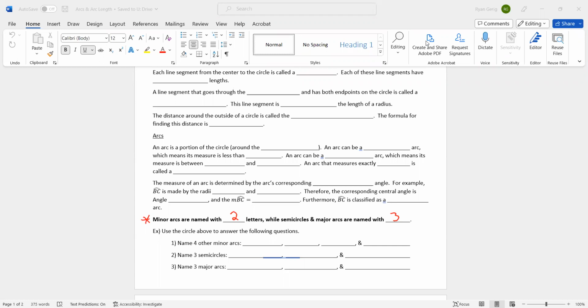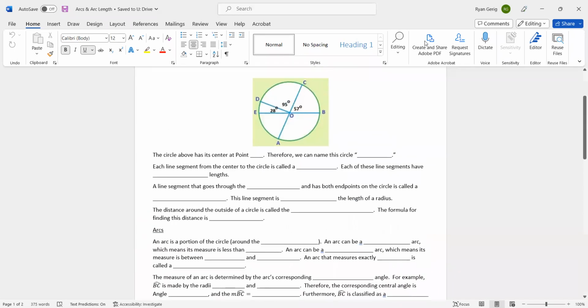So I'm going to scroll back up. You're not going to see this part here on the video, but you have it in your notes. So fill it in as I go over it, because I need to go back up to the circle. We're going to name 4 other minor arcs. We're going to name 3 semicircles, and we're going to name 3 major arcs. So we're going to clear that real quick and scroll back up. So the minor arcs go here. I said 4 other minor arcs. Well, I've already named arc BC, right? So we're going to do 4 other ones.